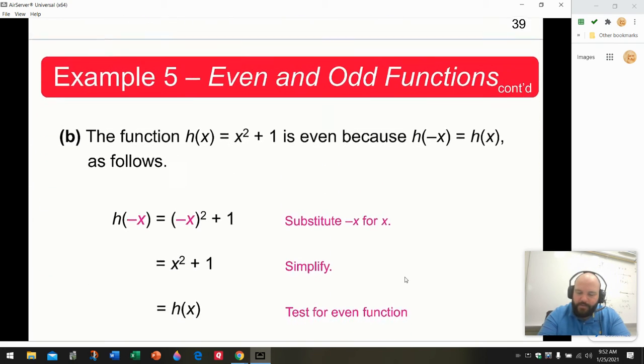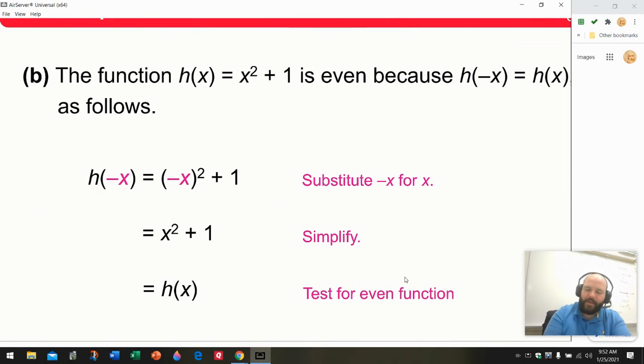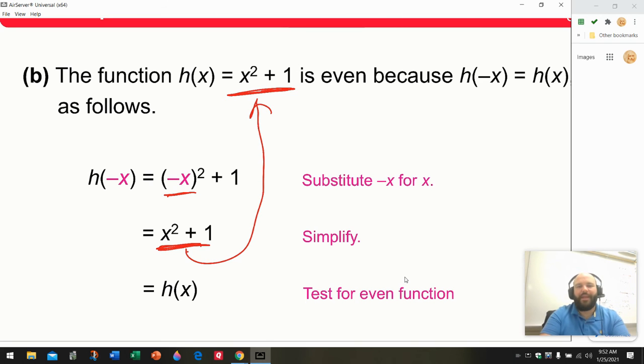Okay? I'll give you another example. This particular function, h of x, is x squared plus 1. Now I'm going to substitute a negative x in to where the x is, but whenever I square that negative x, it becomes a positive x squared again, and we end up getting as an answer the exact same thing that we started with. Nothing changed. Okay? So what that means is if none of the terms changed, then this function is even.